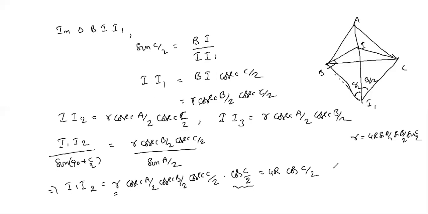Similarly, you will get the remaining: I2I3 is 4R cos A by 2, and I1I3 is 4R cos B by 2. So these are the sides of the excentral triangle. Next, the angles we found are 90 minus A by 2, 90 minus B by 2, 90 minus C by 2. Next, what about the circumradius of the excentral triangle?